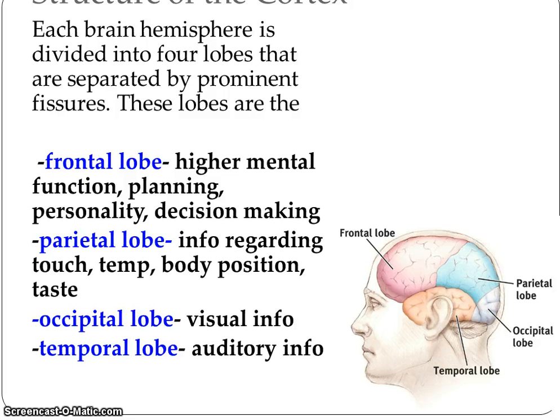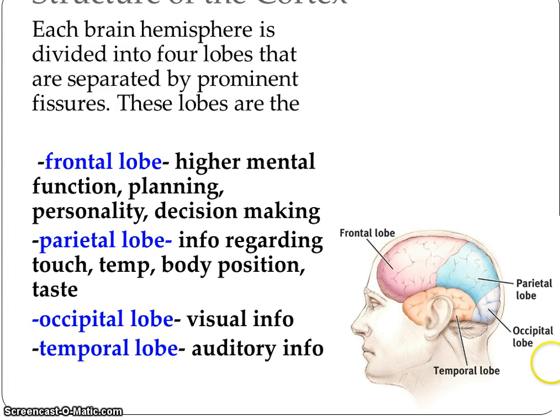The occipital lobe is in the back of your head, and this is important for visual information. I remember when I was little, my sister fell off a stool and hit the back of her head, and my mom was really concerned that she might have some type of vision problems because of that. That's because the occipital lobe is found in the back, and it regulates or is important in visual information.